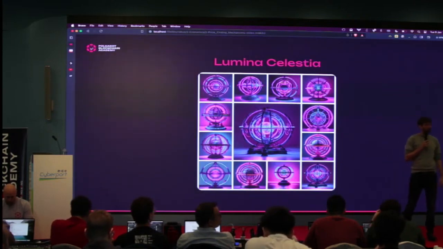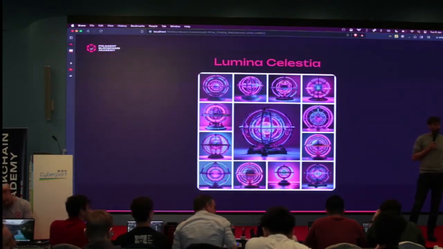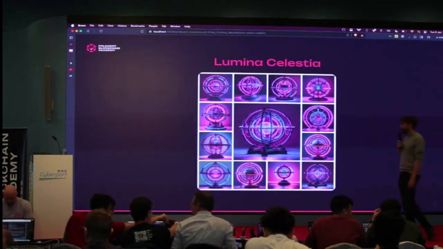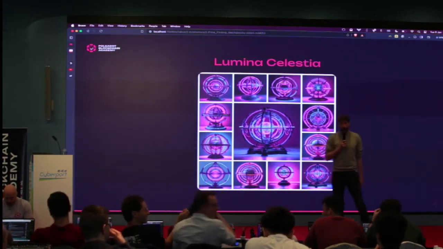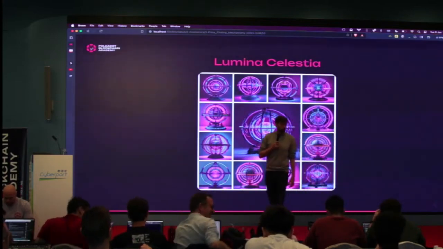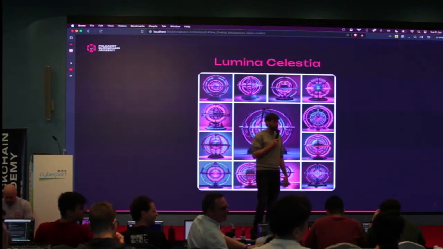Yes? What chain it will be minted on? So I haven't decided yet, but it's pretty sure it will be maybe Asset Hub, I guess. They are tradable.